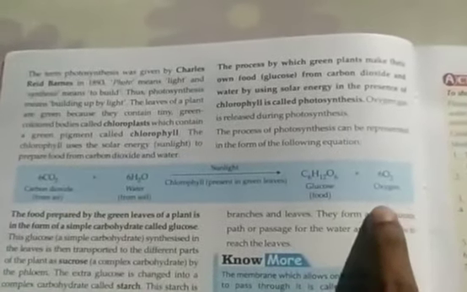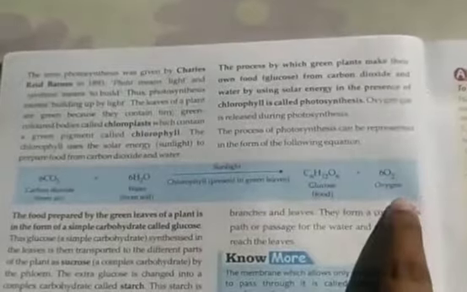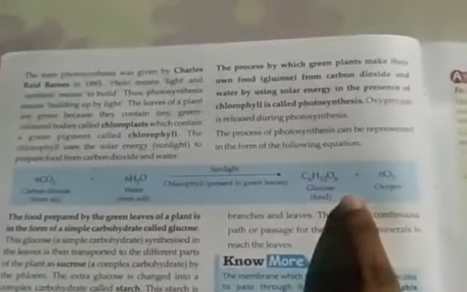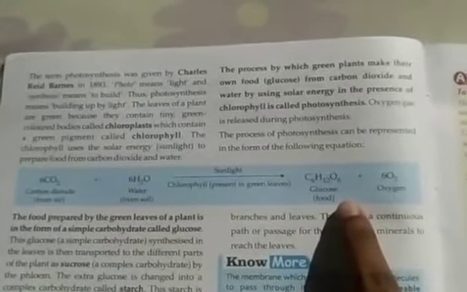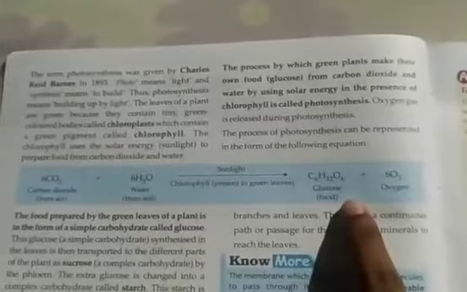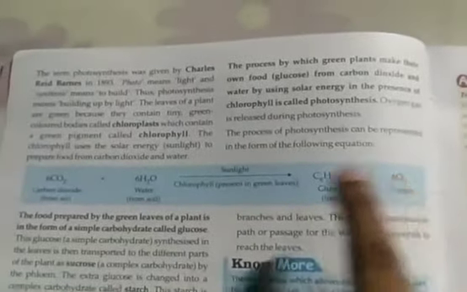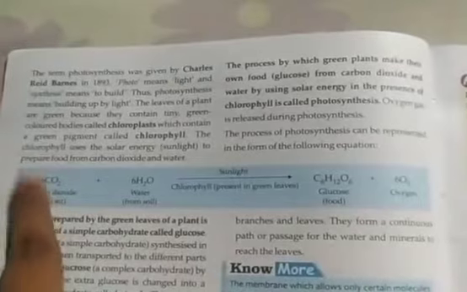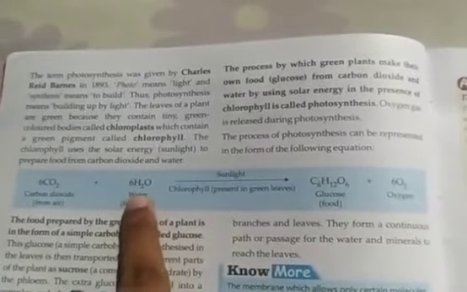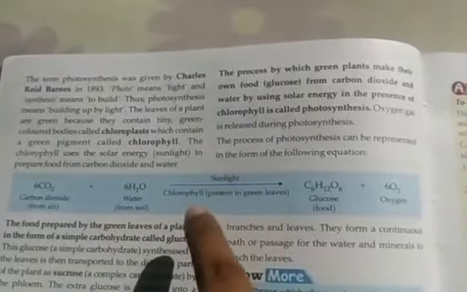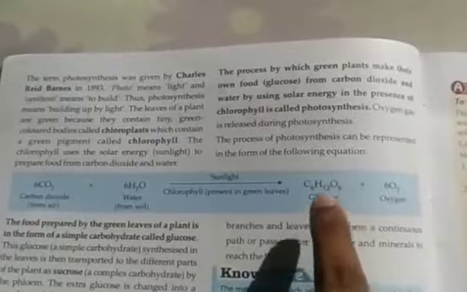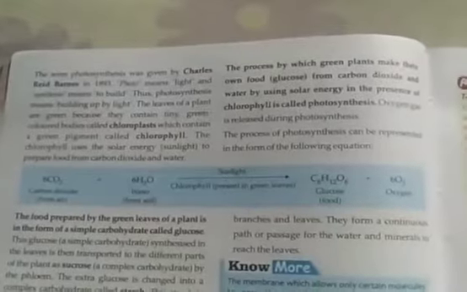This here is the balanced equation for photosynthesis, and I want you all to remember this balanced equation. I don't want you all to remember that CO2 plus H2O along with sunlight and chlorophyll results in C6H12O6 plus O2. No. I want you to remember that 6 molecules of carbon dioxide along with 6 molecules of water, in the presence of sunlight and chlorophyll, release 1 molecule of glucose along with 6 molecules of oxygen. Okay?